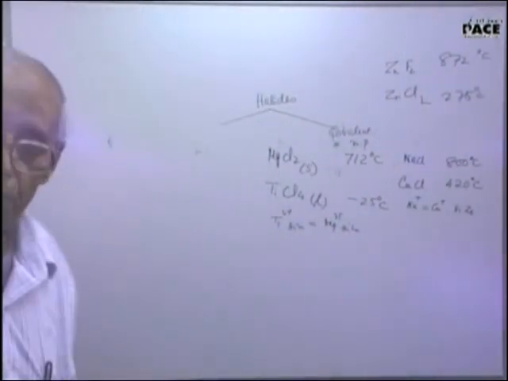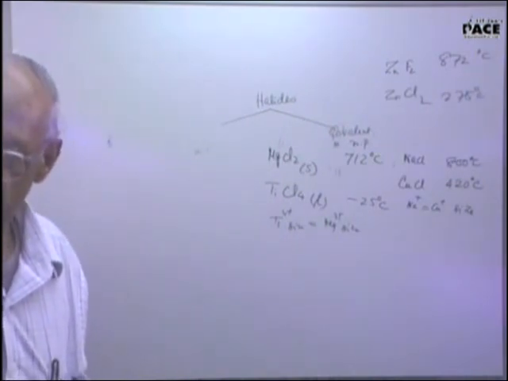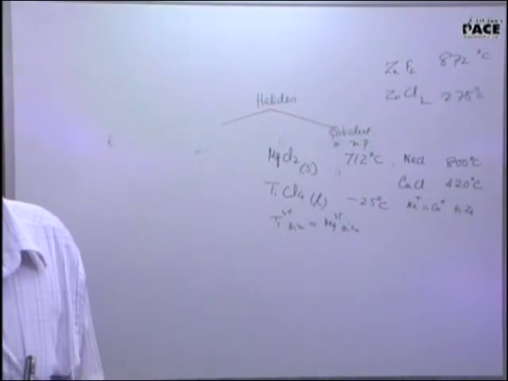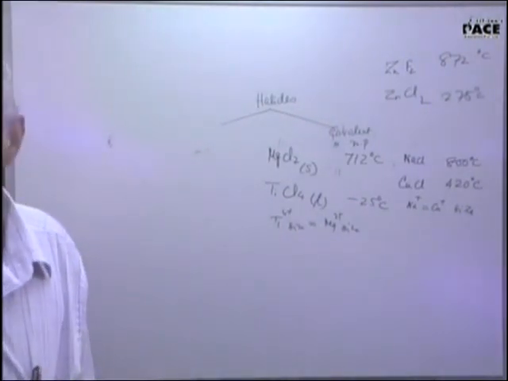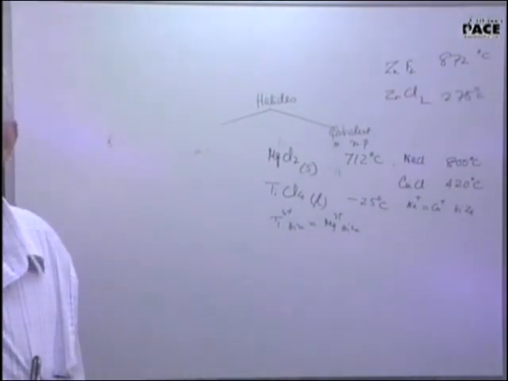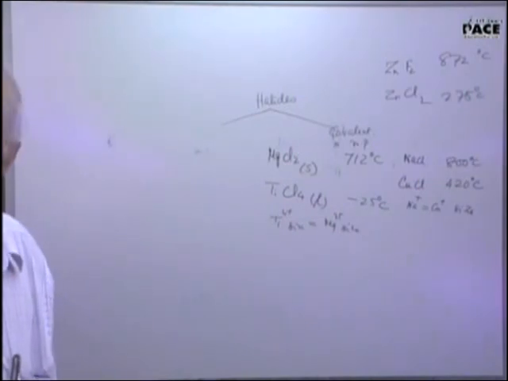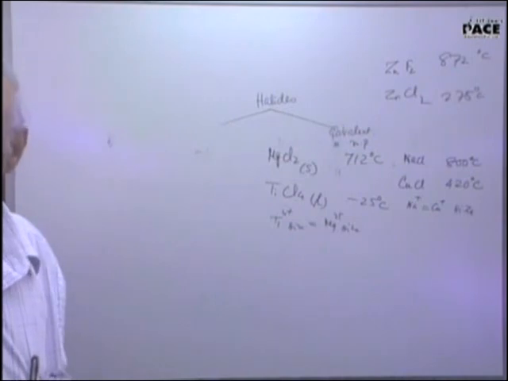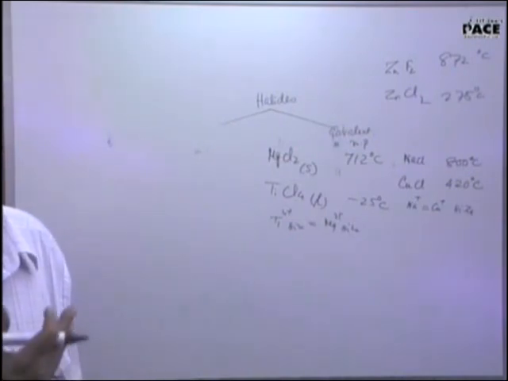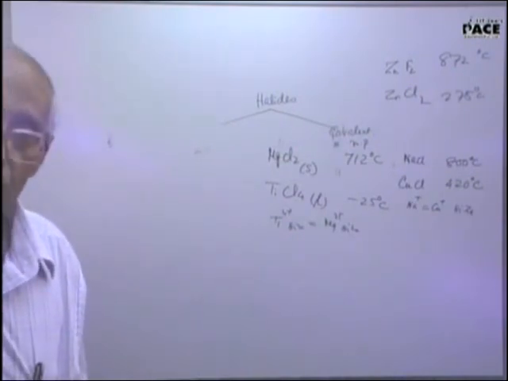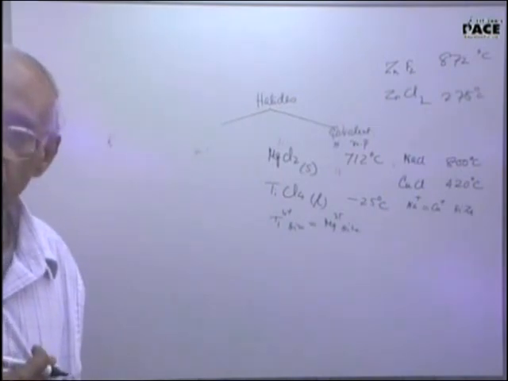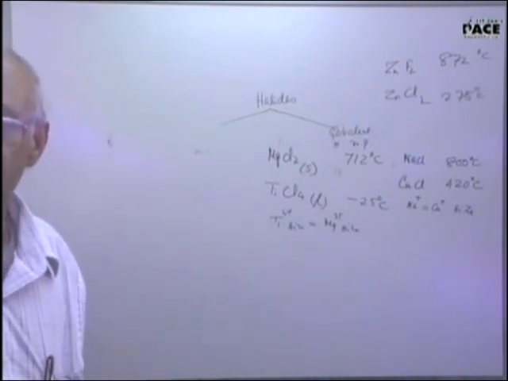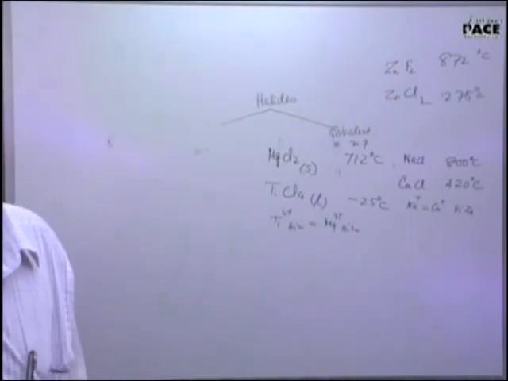This is magnesium chloride, a solid. It has a melting point of 712. Titanium tetrachloride is a liquid. It melts at minus 25 degrees. Chloride is common. Size is similar. But what is different? The ionic charge. Titanium is 4 plus. Magnesium is 2 plus. So the charge to size ratio in titanium is higher. So it makes it more covalent, lowers the melting point.